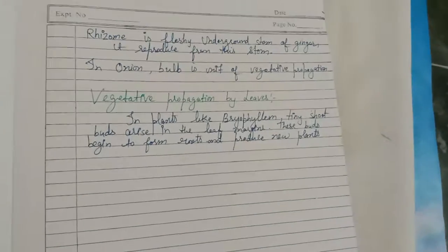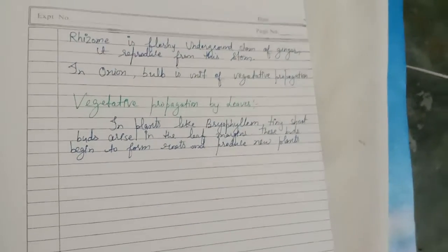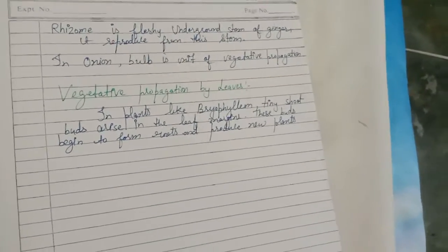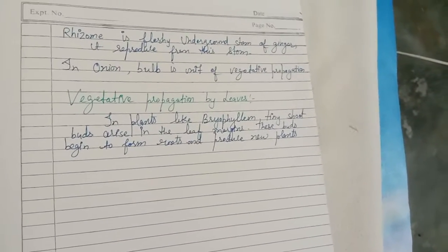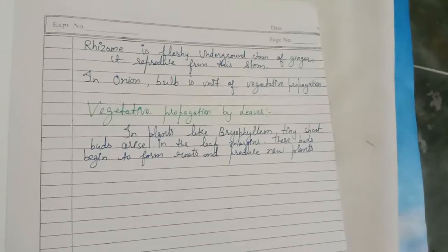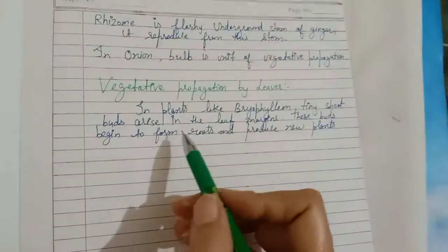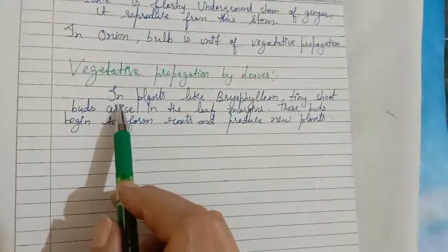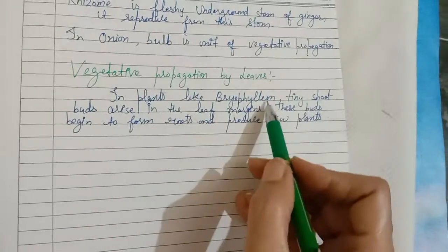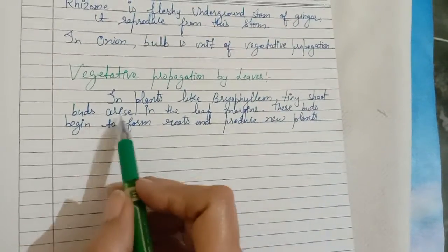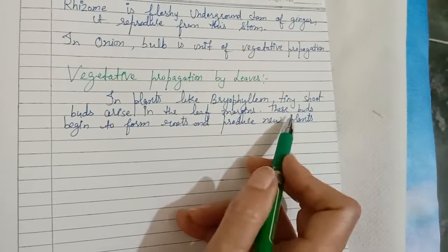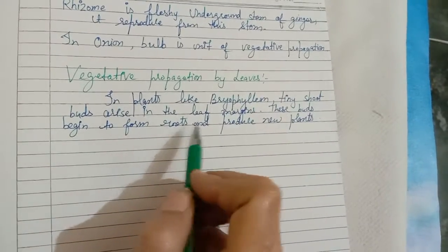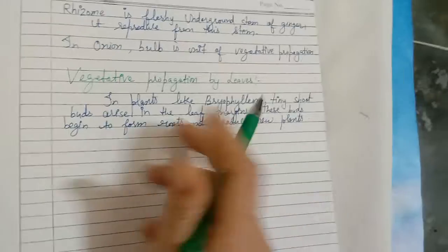Okay, vegetative propagation by leaves. This is one of the very interesting modes of reproduction in plants. Some plants adapt themselves so that they can easily grow from the leaves. In plants like bryophyllum, tiny shoot buds arise at the leaf margin. These buds begin to form roots and produce new plants.